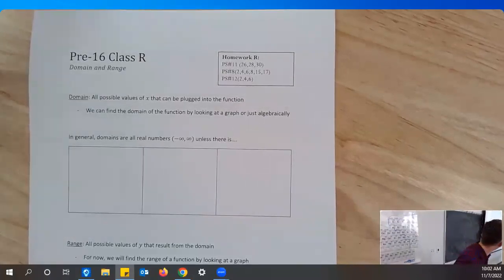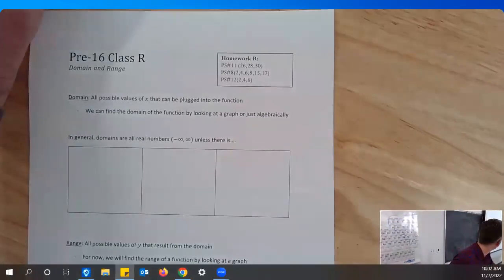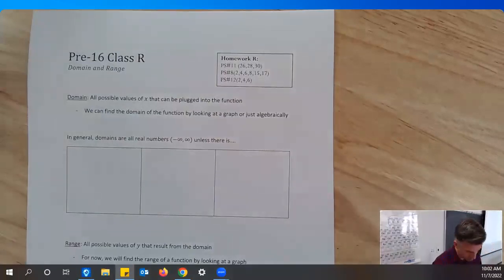All right, today we're going to talk about domain and range. Mostly we're going to talk about domain. Range also a little bit, but really this is more about domain.